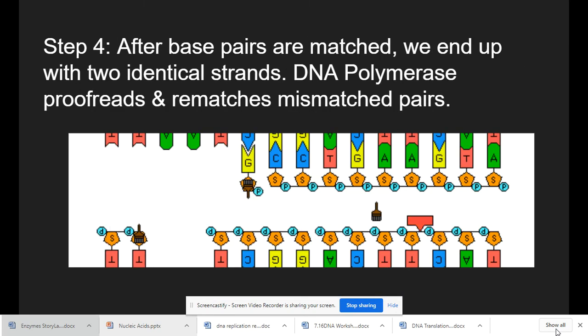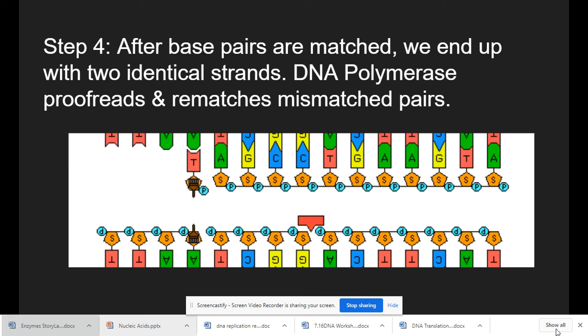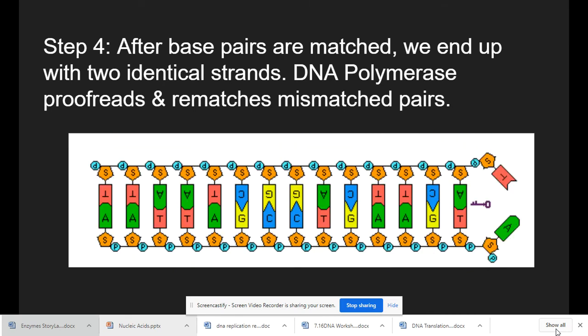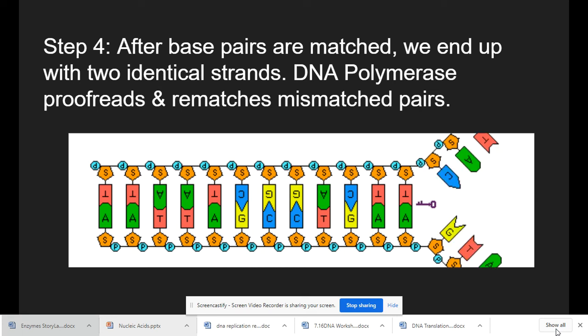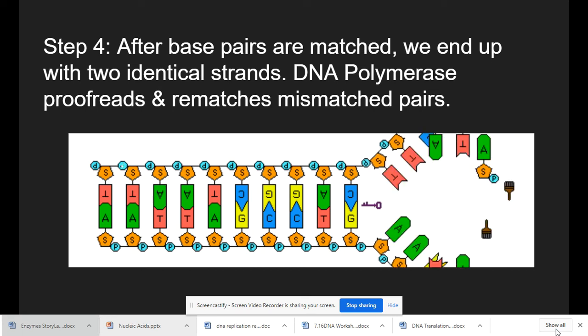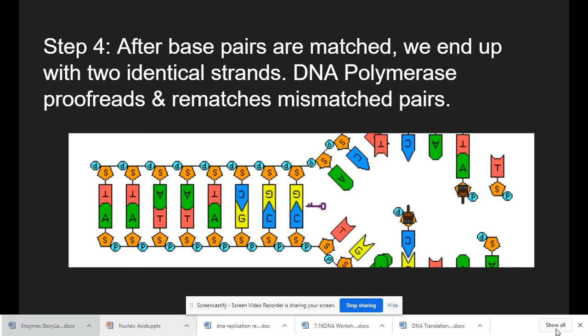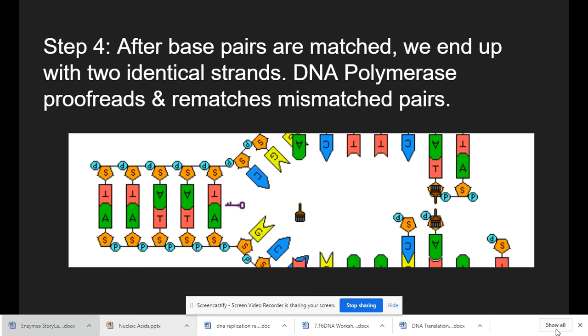So now that you've got the two strands, all that proofreading occurs, that editing, that checking, making sure that if any pairs are mismatched, they're addressed. Most of the time, those mistakes are caught, but sometimes they're not. And so when we start talking about mutations, genetic mutations, some of them have a lot to do with the wrong base pairs being connected to each other.